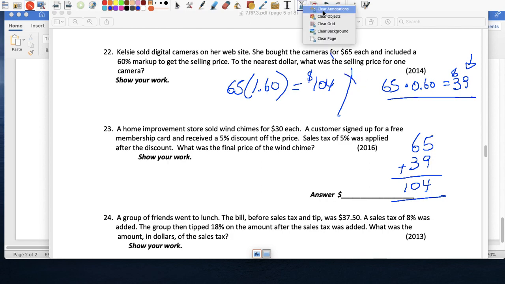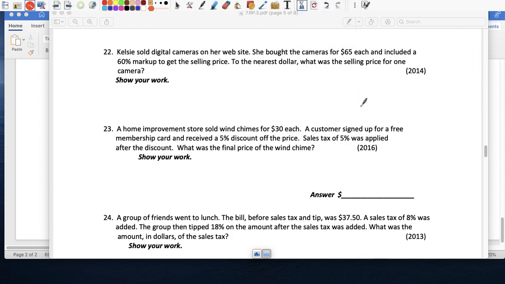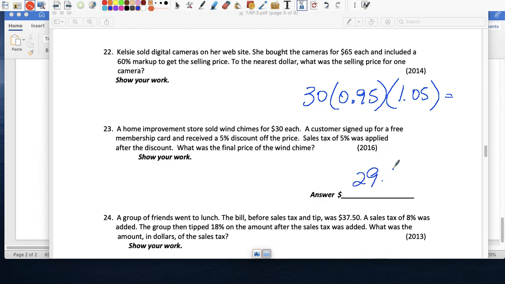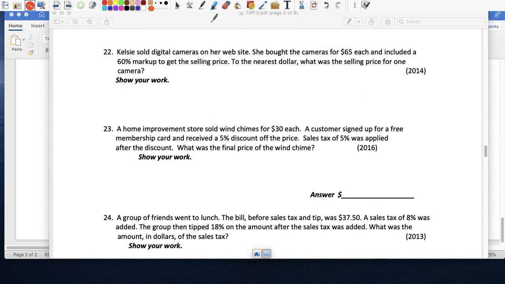It's up to you. Home improvement, chimes, $30. This customer signed up for a free membership and received 5% discount. Sales tax of 5%. All right, so again, $30. If you have a 5% discount, that means you're left with 95% to pay for, and then you have to pay for taxes. And that should have been what you put in. 30 times 0.95 times 1.05, and then we get $29.93. Please, especially, I'll talk to you about this next, about showing your work in the state test and how important that is.